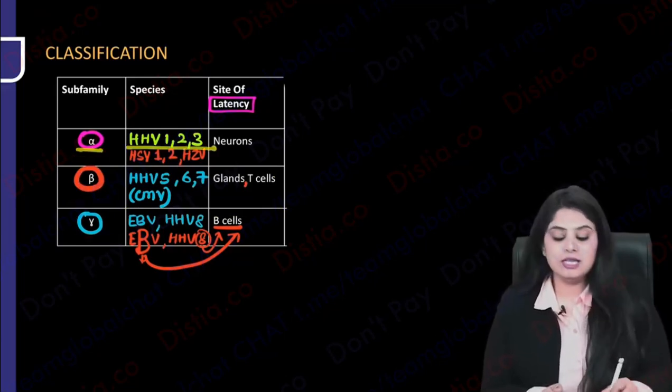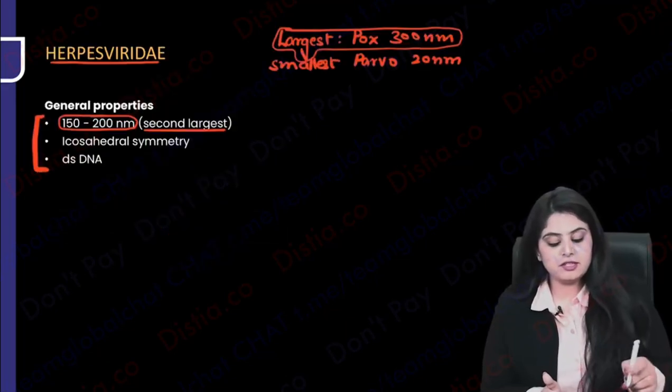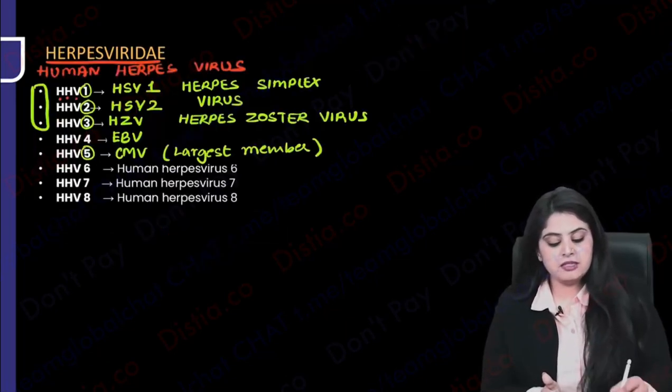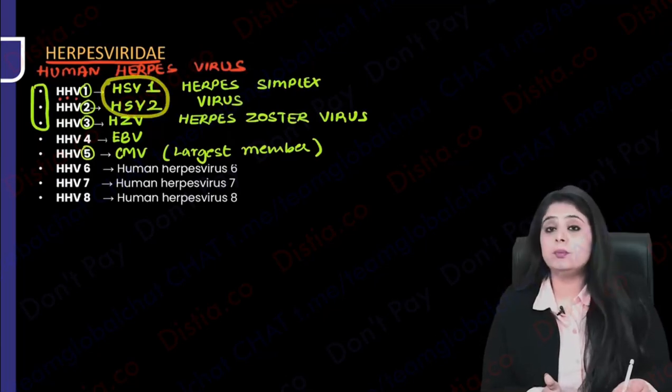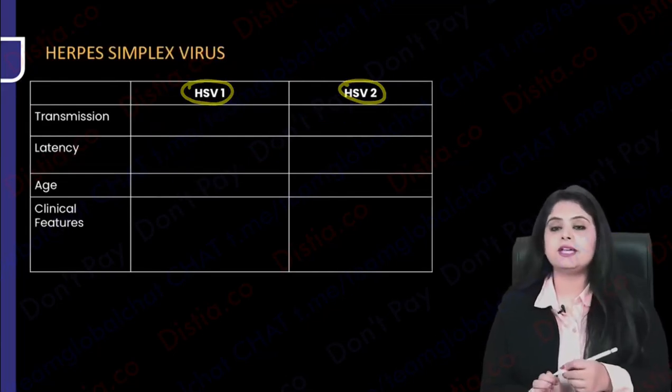Alpha has 1, 2, 3, then 4 and 8 go under gamma, and the remaining numbers come under beta. Let's begin one by one. My first set of discussion is going to be HSV 1 and 2, herpes simplex virus 1 and 2, which I'm going to take up in the form of a diagram or a table.